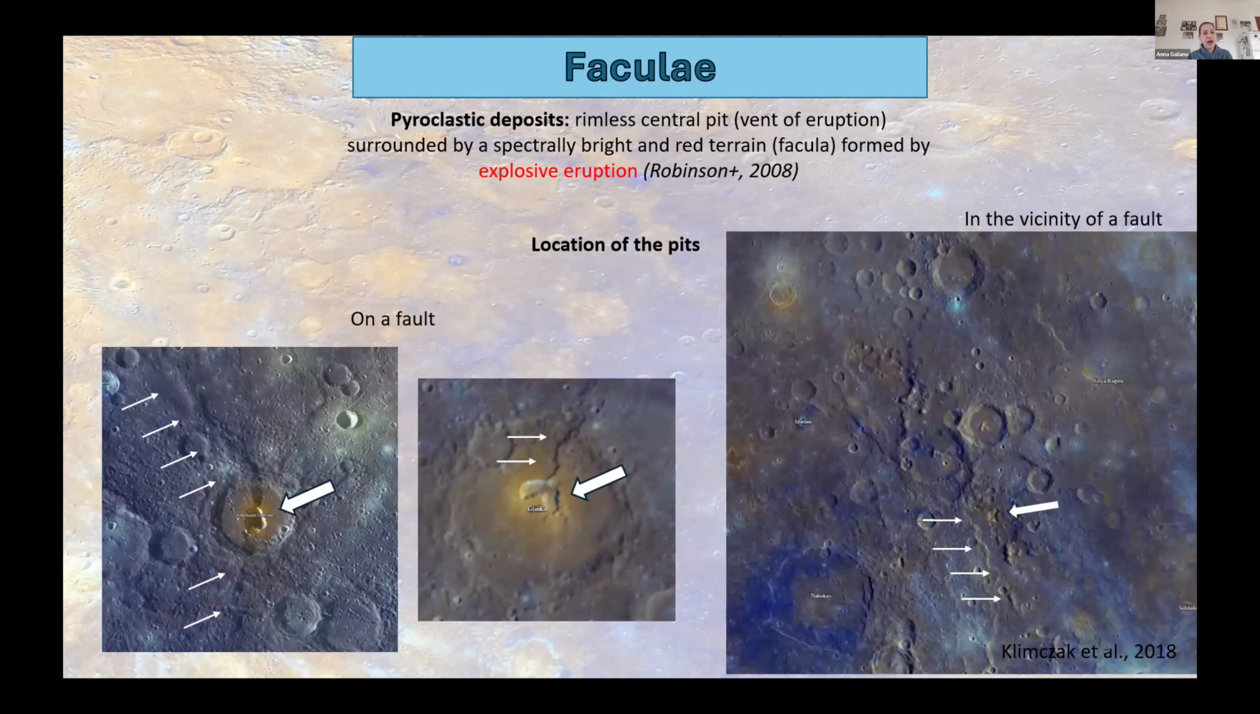But they can also be found on a fault. Here I have highlighted the fault that crosses the pit of the vent of the eruption, such as in this case and in this other case in the Glinka crater. They can also be found in the vicinity of a fault, such as in this case. This is a fault, and the vent of the pyroclastic deposit is this one. It's not located on a fault, but in the vicinity of it.